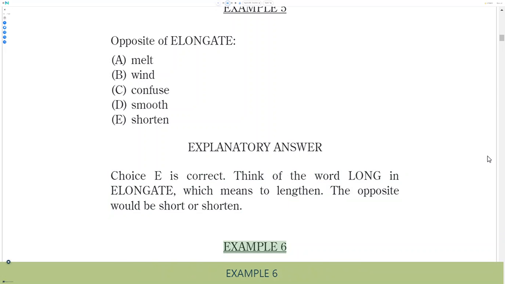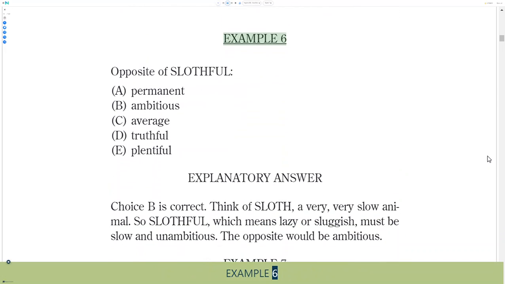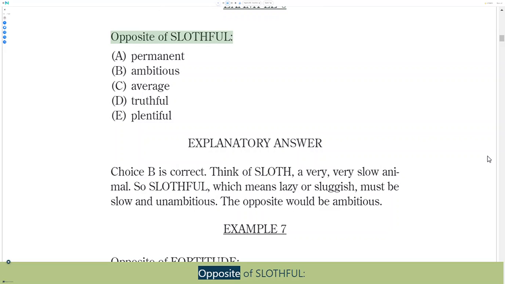Example 6. Opposite of slothful. A. Permanent. B. Ambitious. C. Average. D. Truthful. E. Plentiful. Explanatory answer.